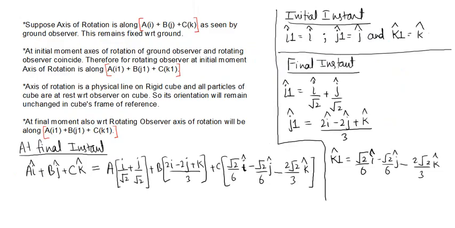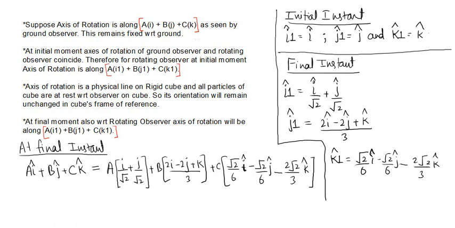Now, as you can see in this particular diagram, in this particular slide, I have assumed that the axis of rotation is along a i cap plus b j cap plus c k cap as seen by the ground observer. So this will remain fixed with respect to the ground even after the rotation. So at the initial moment, the axes of rotation of ground, the coordinate axes. So axes of rotation, this is wrong.